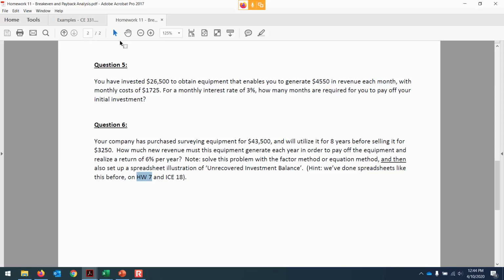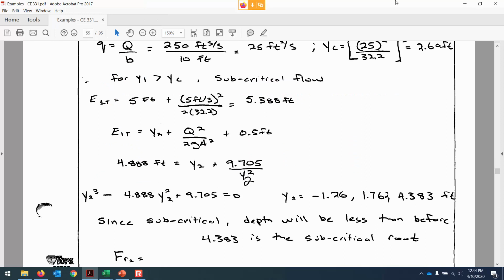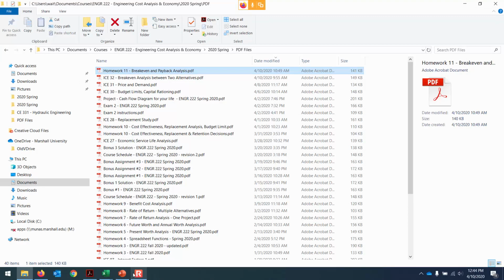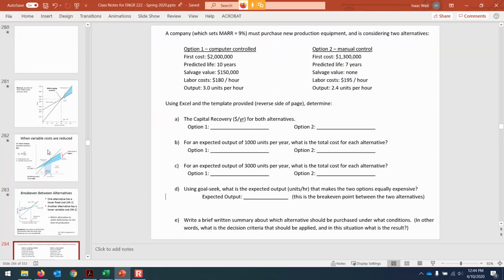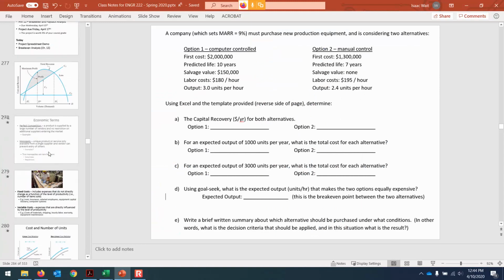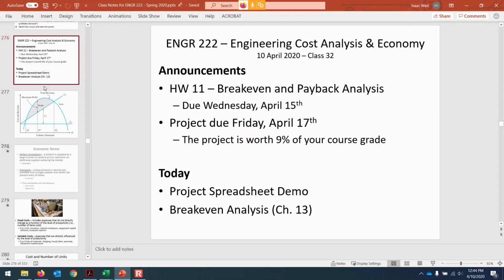So if we just take one last look at the announcements for today before we part ways and you enjoy your weekend. Homework 11 is due on Wednesday, and then the project is due a week from today. So we're in the final countdown now.